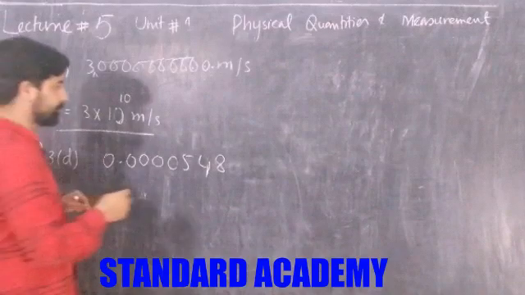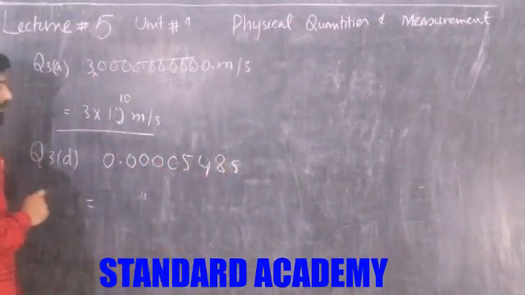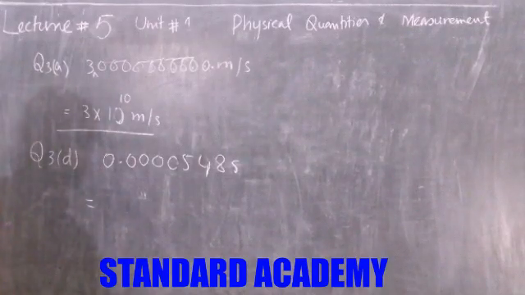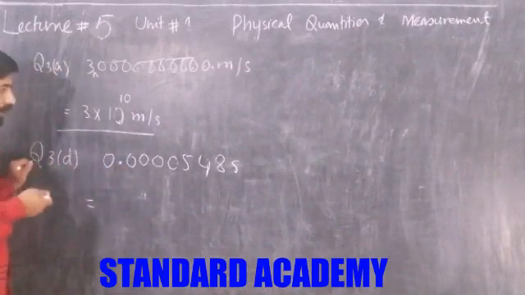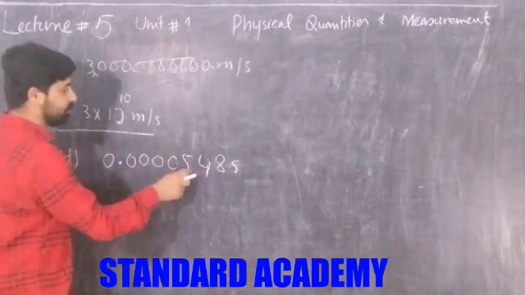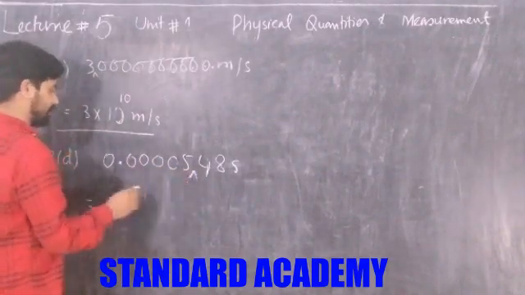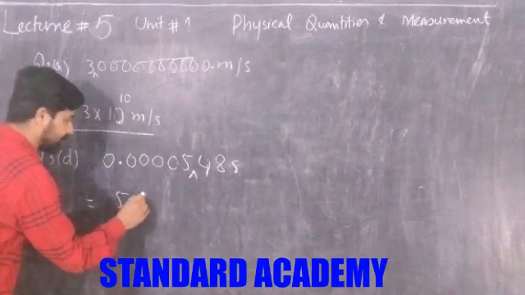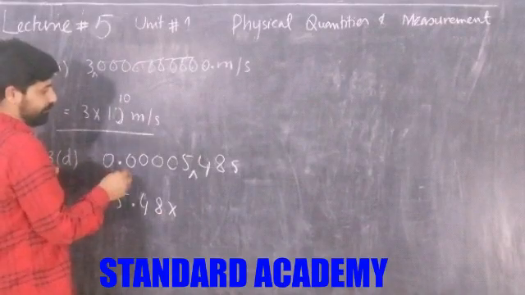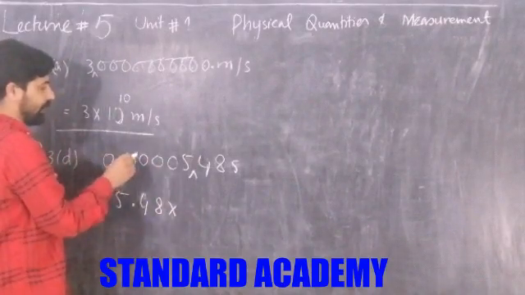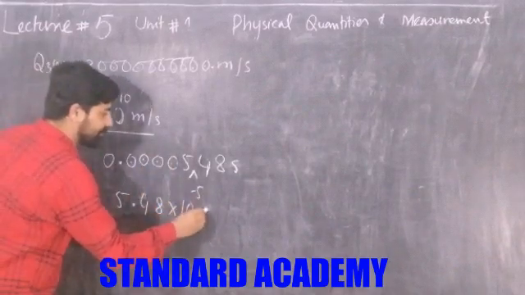So part D value is 0.0000548 second. So I am shifting this also into scientific notation. So we have to shift this point after the first non-zero digit. So the first non-zero digit is 5. Here I am shifting the point here. So the number will be 5.48, and then the power will be counting these numbers 1, 2, 3, 4, 5. 10 raised to power minus 5 second.